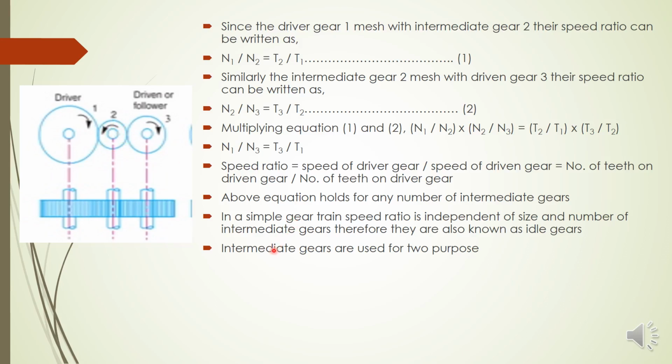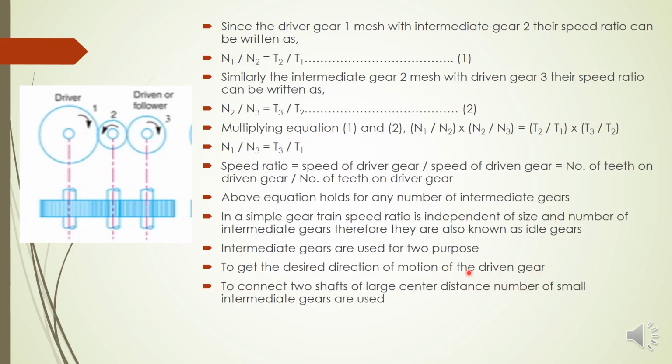So those are the two purposes of using intermediate gears. First, to get the desired direction of motion of the driven gear, and second, to connect two shafts at a large center to center distance, we can use a number of small intermediate gears, so that we can save material cost, losses, etc. So these are the purposes of intermediate gears or idle gears in a simple gear train.